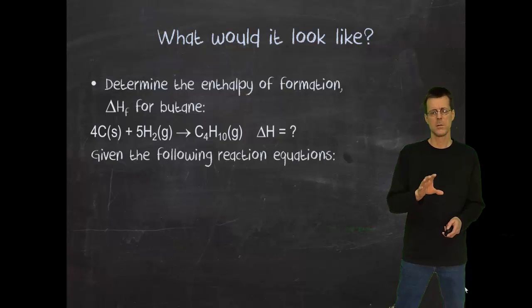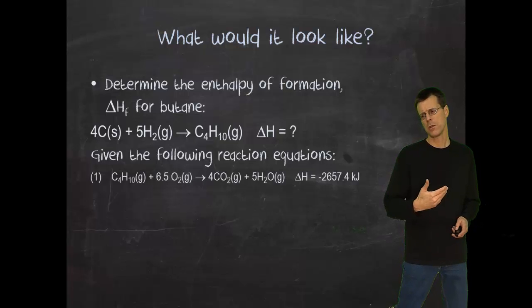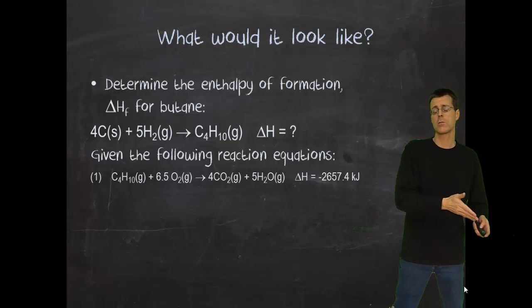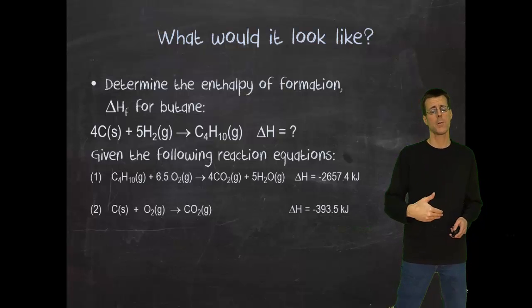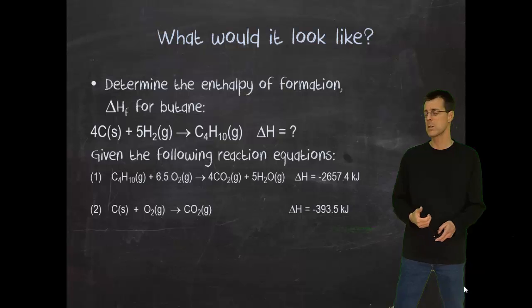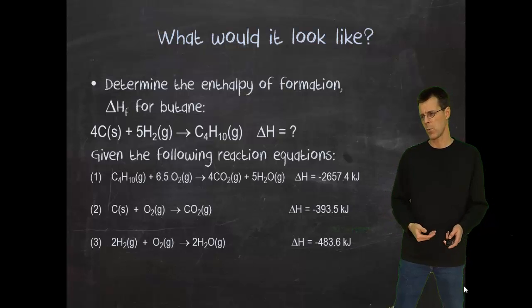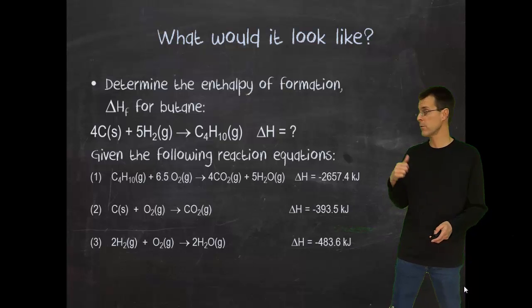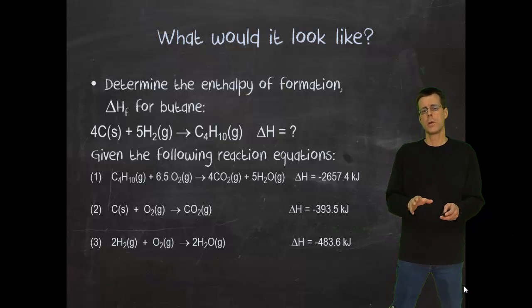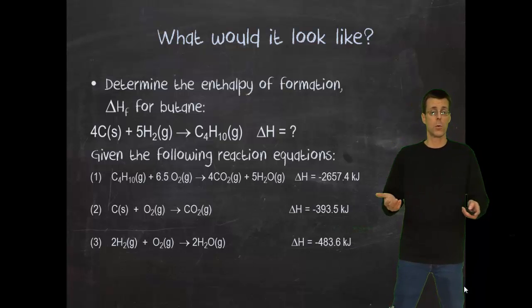You'll always be given certain reactions to use. So in this case, we're told the combustion of butane. So butane reacted with oxygen to make carbon dioxide and water. We are told the combustion of carbon. Carbon reacted with oxygen to make carbon dioxide. And we're told that if we take oxygen and hydrogen, react them together to make water, we get that number. Slightly different from the one I showed you because that one was rounded off and this was not. Those 3 reactions we can combine to calculate the molar enthalpy of formation for butane.